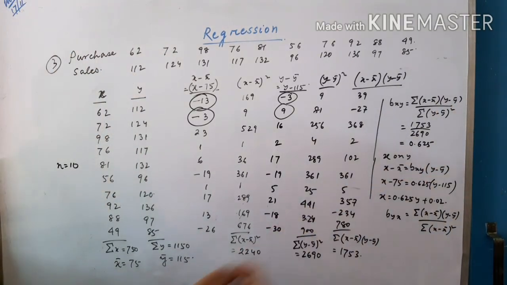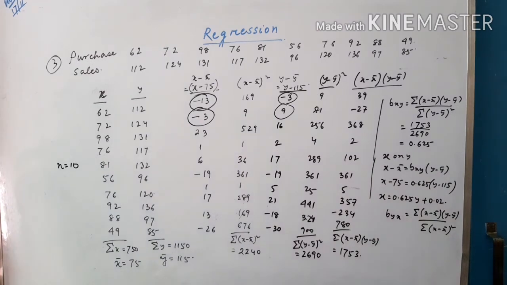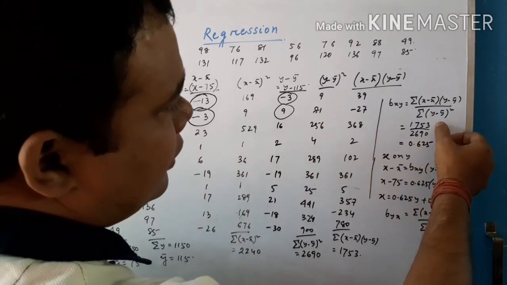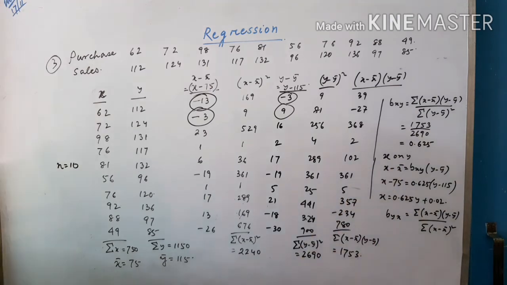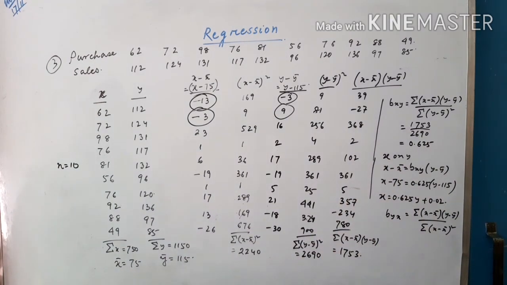So see that in this case the formula is very simple: sigma x minus x bar into y minus y bar, by sigma y minus y bar whole square. So directly putting the values, 1753 by 2690, the result is 0.625.